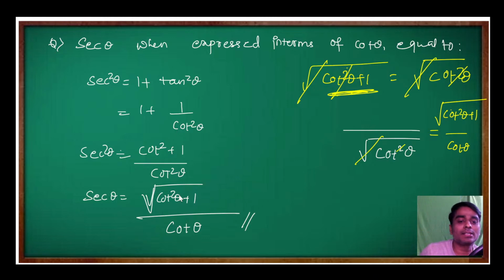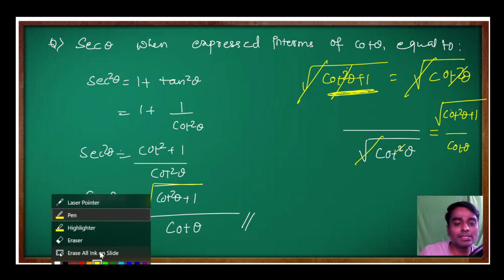This is the right answer. Square root of cot square theta plus 1. This is there in Introduction to Trigonometry, second exercise. I think you have such questions. Square root of cot square theta plus 1 divided by cot theta. Okay. Next.